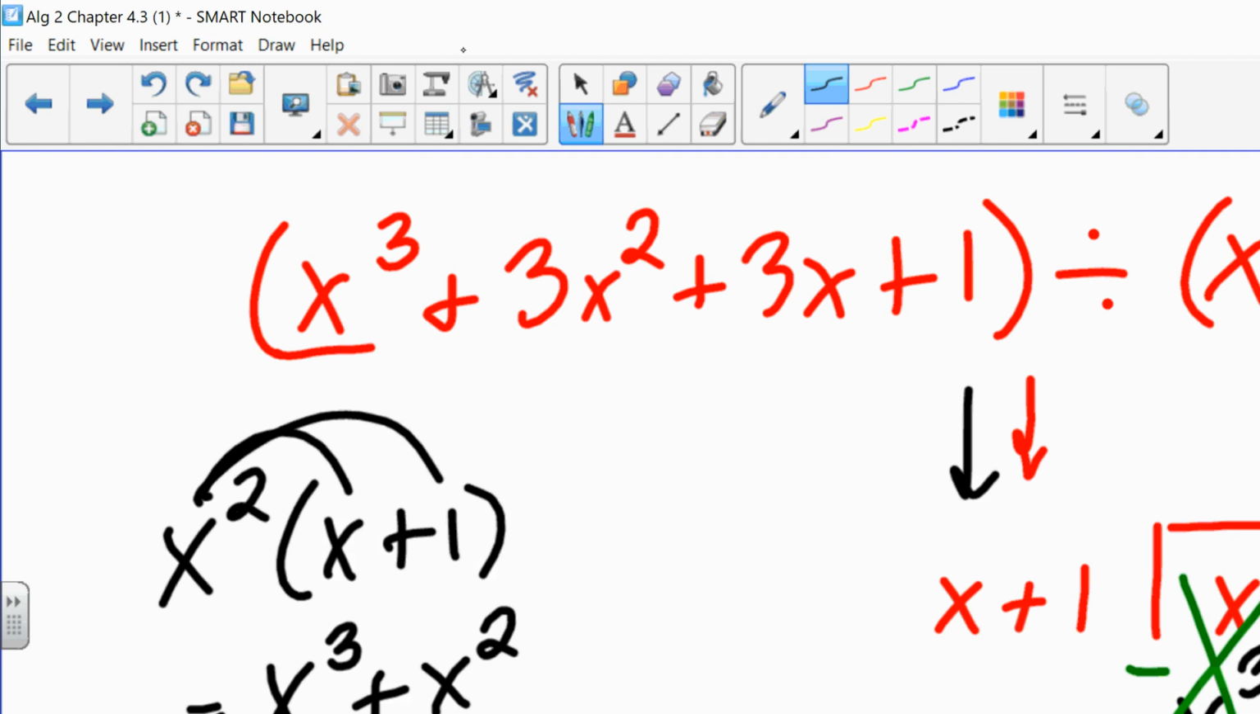Let's do the next part. Y'all ready for what's next? We're essentially going to repeat exactly what we just did. So this time, instead of looking at x cubed, we're going to look at 2x squared. So what times x will give me 2x squared? Well, we know it's going to be positive since they're both positive, and it would be 2x.